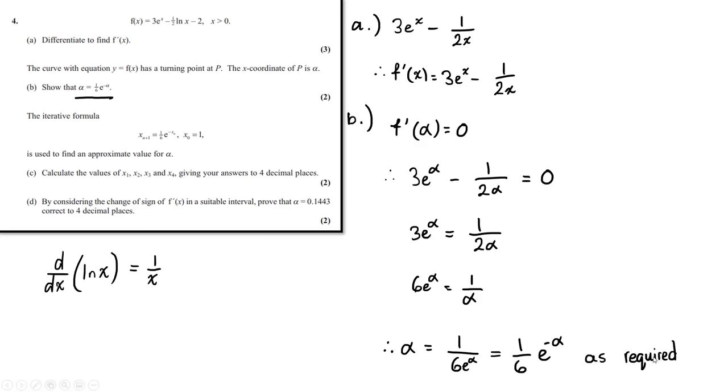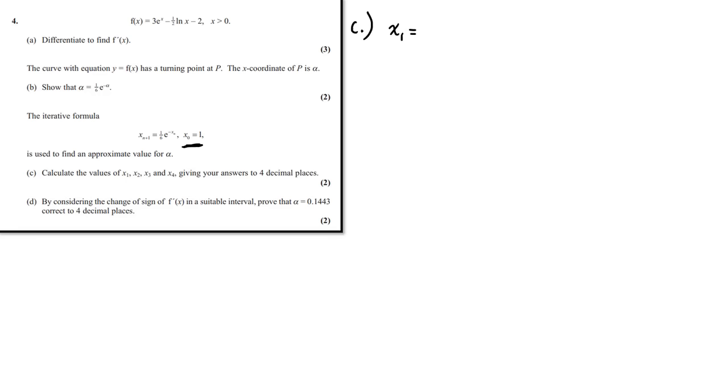So now let's just clear the screen. So that was part A and B. Let's take a look now at part C and D surrounding iteration. What we've been given here is the iterative formula, which is xn plus 1 is equal to 1 over 6 e to the minus xn. And we know the first term that we're going to use here, x0, is equal to 1. What we're looking for here is the values of x1, x2, x3, and x4, giving the answers to 4 decimal places.